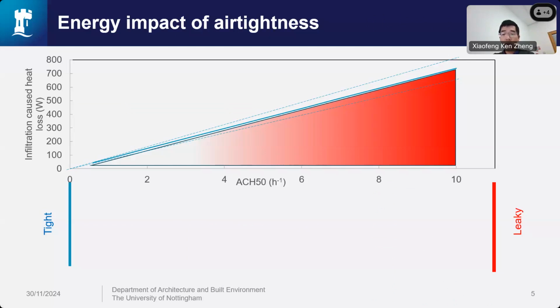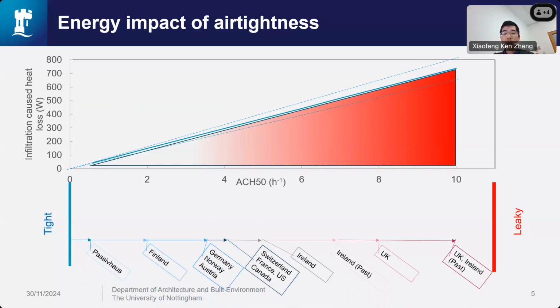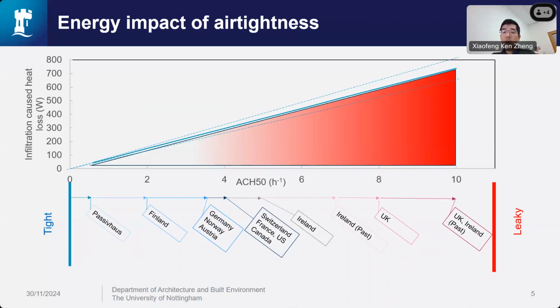I produced this graph based on a home with a volume of 200 meters cubed. As buildings become more airtight, infiltration heat loss decreases. This graph provides a rough depiction of the minimum airtightness requirements set in building regulations across Europe and North America.